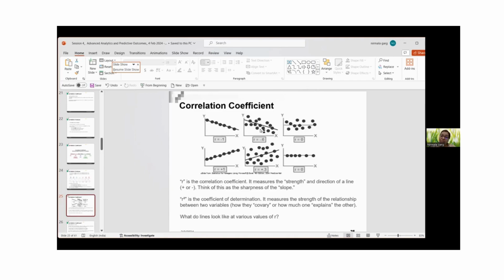Negative correlation. R is equal to 0. What does it mean? You can see the trend line is horizontal. That means no correlation. Now R is equal to +1. That means it's a positive correlation.